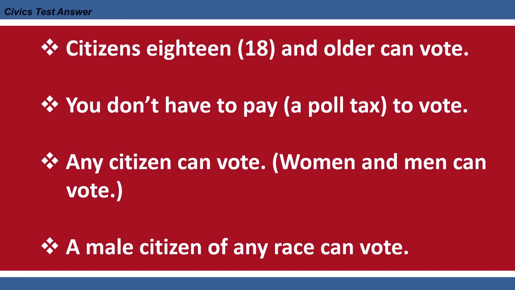Citizens 18 and older can vote. The most recent amendment to the Constitution about voting rights says that U.S. citizens 18 and older have the right to vote. 3 earlier amendments changed the law of the land by saying you don't have to pay to vote, women and men can vote, and a male citizen of any race can vote.